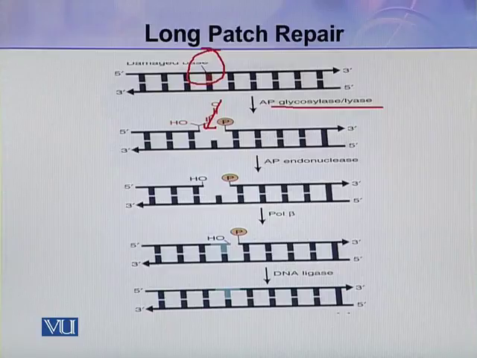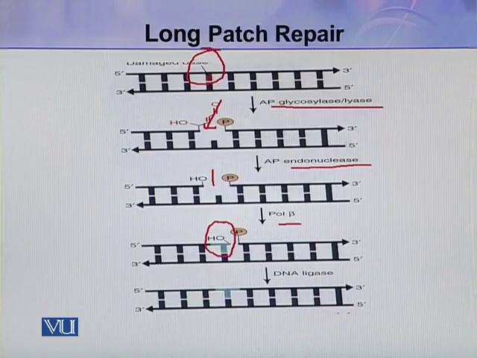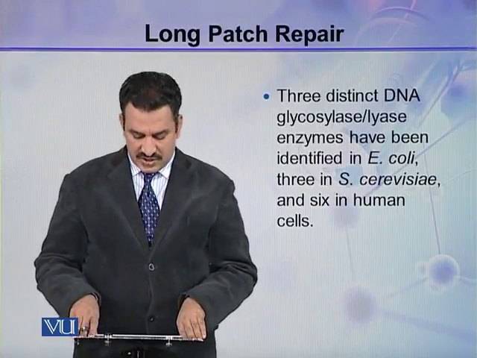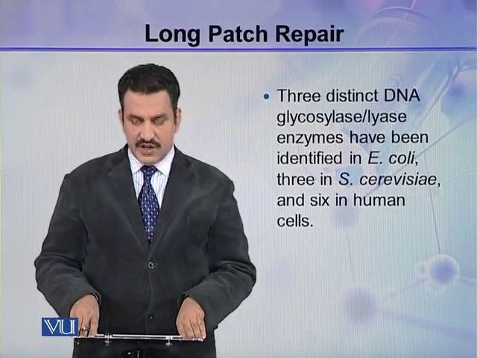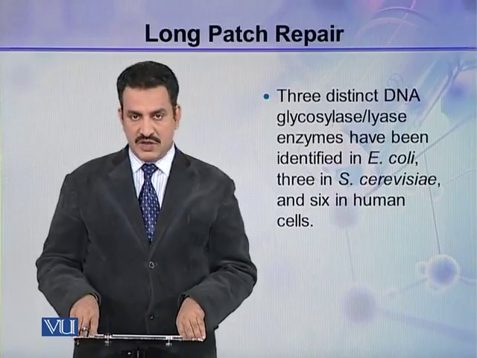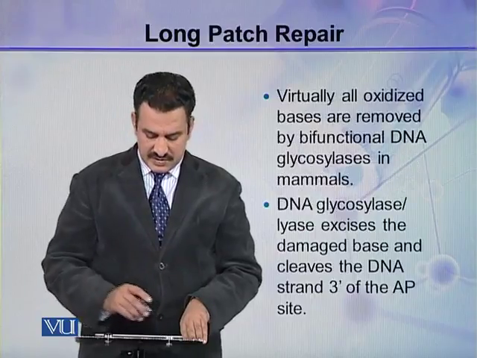Then AP endonuclease cuts this, and then pol B adds this deoxyribonucleotide to the 3' hydroxyl end, and finally DNA ligase seals the nick. So in this way the damaged base is repaired. So three distinct glycosylase lyase enzymes have been identified in E. coli. Three such enzymes have been identified in Saccharomyces cerevisiae, while six such enzymes have been identified in human cells.